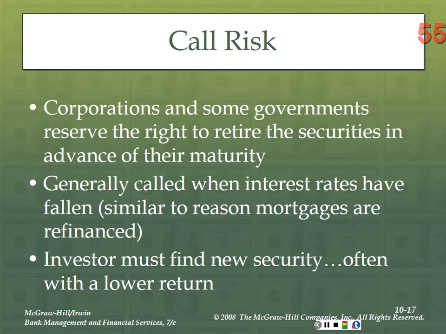So I'm going to call these bonds. I'm going to then refinance and issue my $200 million worth of bonds at the current market rate of interest. I'm now saving $10 million per year, and if you want to invest in one of my bonds, again, that's fine, but you're going to earn only 5%. So that's what it means here when it says investors must find a new investment or new security, often with a lower rate of return. You don't have a choice. Okay?